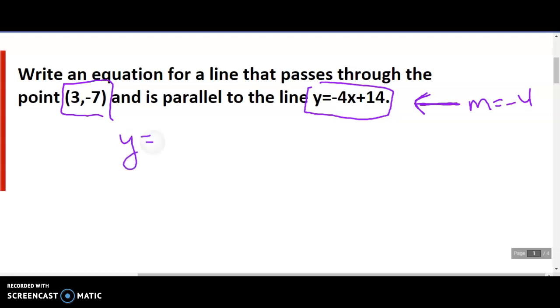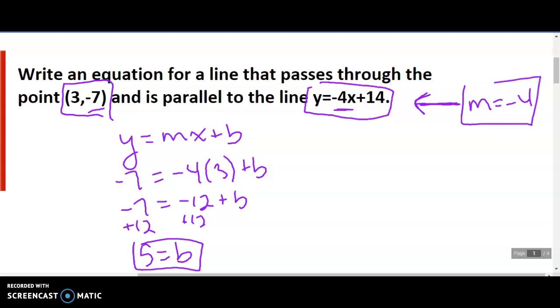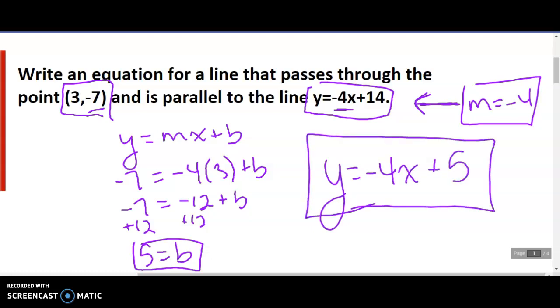So I write y equals mx plus b. The y is -7 equals the m that I'm using is -4 because, like I said, it's parallel to this line, so it must have the same slope. The x is 3, and we are trying to find the b that we don't know. -7 equals -12 plus b. In order to solve for b, we're going to add 12 to both sides, and we find that 5 equals b. So now if we know that b equals 5, and we know that the slope is -4, the equation is y equals -4x plus 5. And that's our answer. Okay?